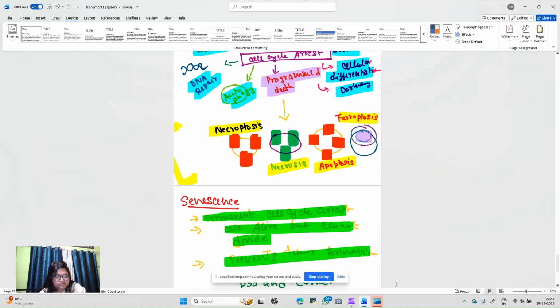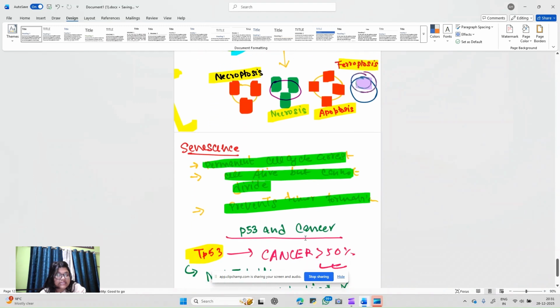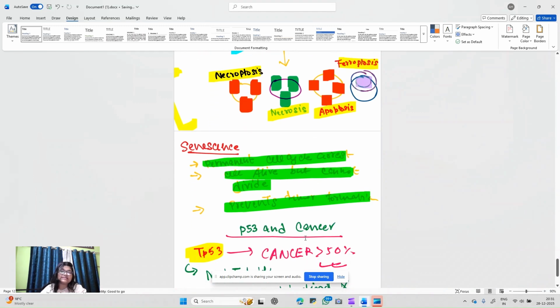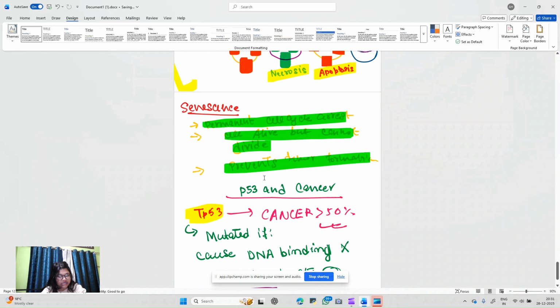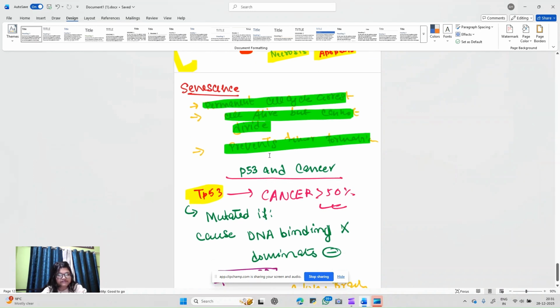Senescence, permanent cell cycle arrest. The cell is alive but cannot divide, because there is a permanent physiological change. It prevents tumor formation.